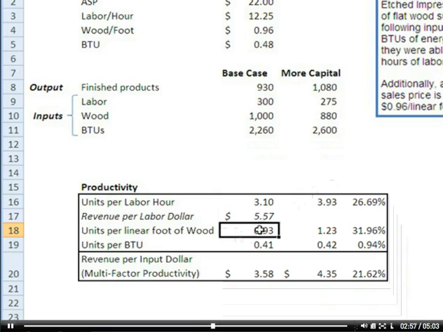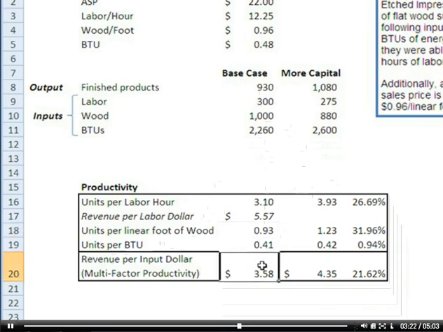Now, we could do the same for the linear feet of wood or BTUs, and we'd have similar results. But these measurements here are in terms of units. So for every unit of wood, we get 0.93 units of output. For every unit of energy, BTU, we get 0.41 finished products.